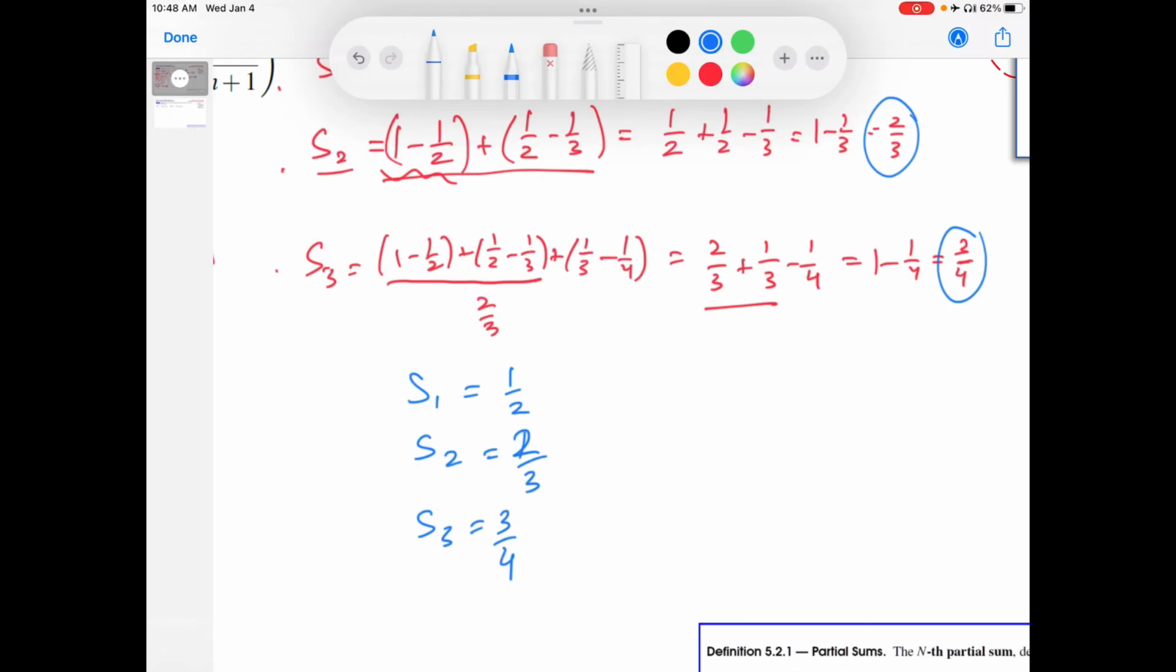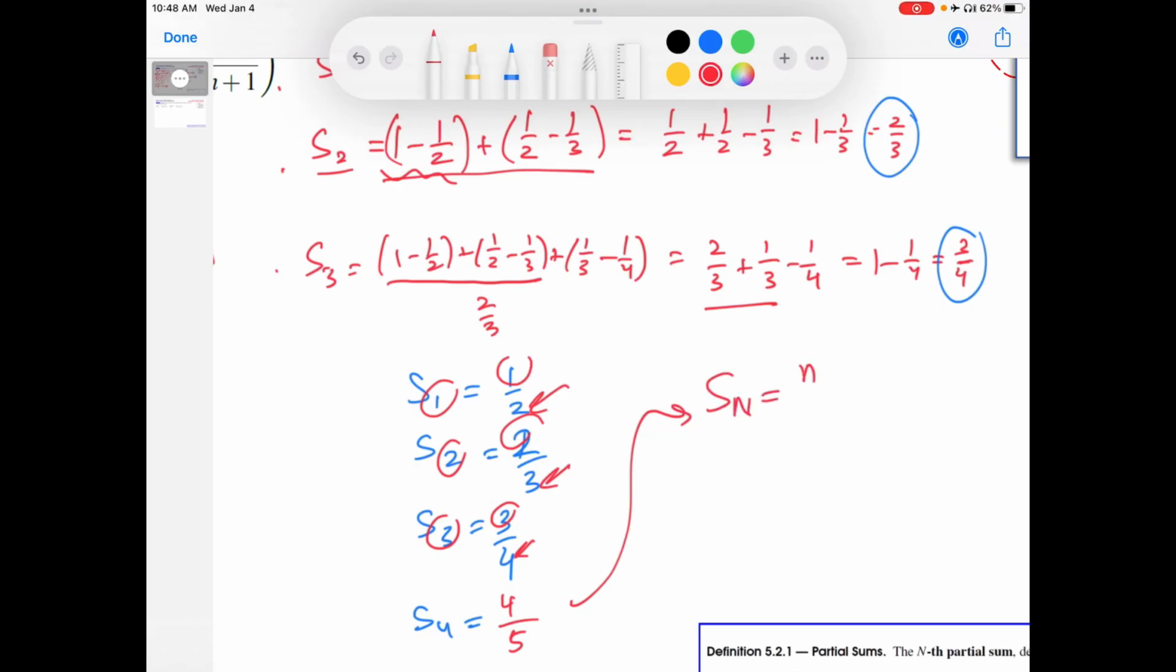You could probably predict S4 because we can detect the pattern now, right? The numerator is the same as the index, so this should be a 4. And the denominators are 1 more than the numerator, so this should be a 5. And then just writing out the pattern that I just talked about here, if the numerator is n, then the denominator is n plus 1. Okay, so that's my S sub n formula.